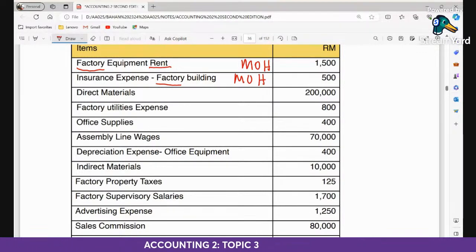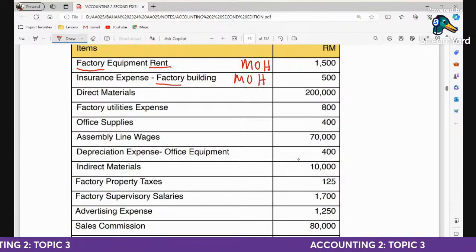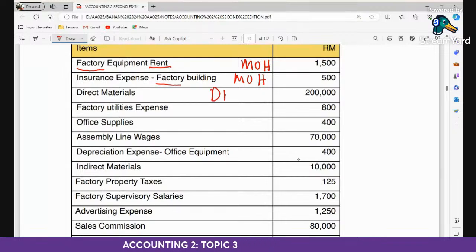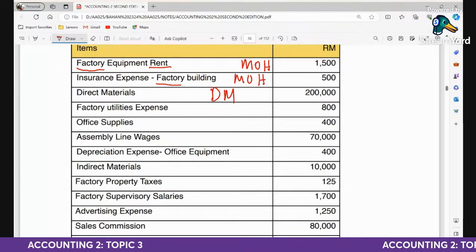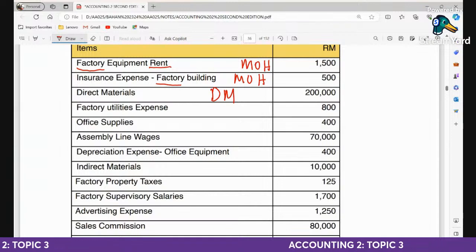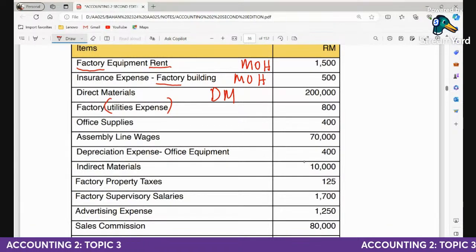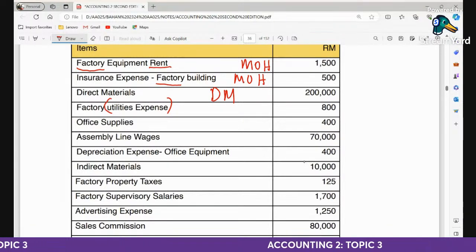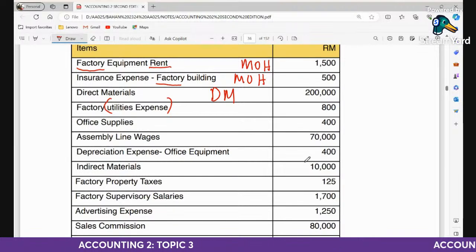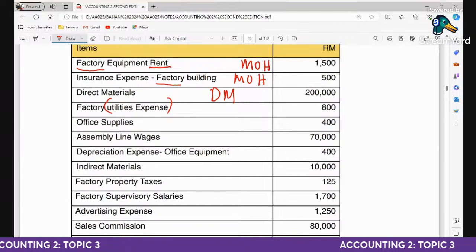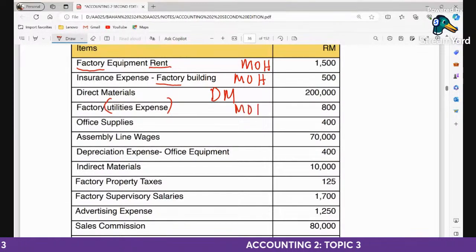Okay, direct material. Dah tulis dekat situ direct material. So yang ni tak ada kena-mengena lah sebab this is actually direct material cost. Okay, factory utilities. It's an expenses tapi dia ialah factory utilities. Kalau dia utilities expense saja, maybe you kena cari dalam soalan dia ada bagi extra information. Tapi in this item dia memang dah nyatakan dengan jelas is utilities paid for the factory. So yang ini pun ialah MOH.